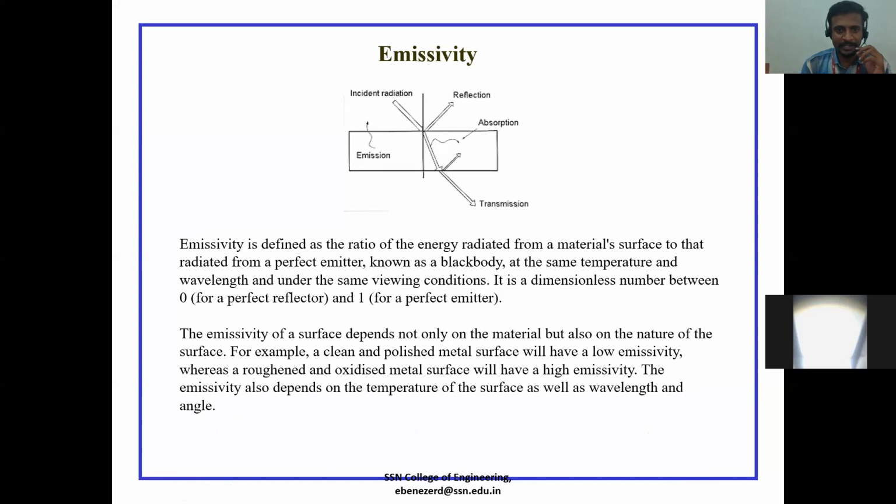Some more details about emissivity. Emissivity of a surface depends not only on the material, but also on the nature of the surface. You can have the same materials with different surface properties, and then you will definitely have different emissivity values. For example, a clean polished metal surface will have low emissivity, whereas a roughened oxidized metal surface will have high emissivity, because there will be more points which are able to transfer heat. The emissivity also depends on the temperature of the surface as well as the wavelength and angle at which the heat is falling or we are viewing.